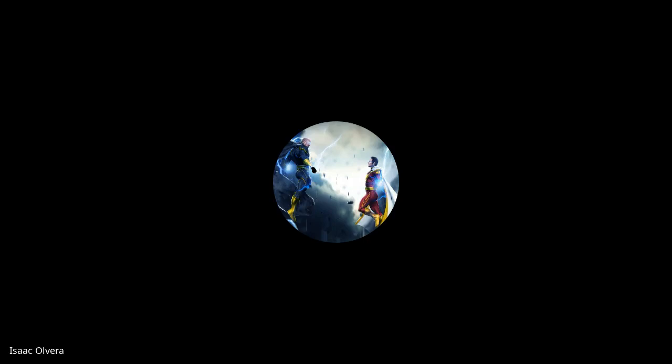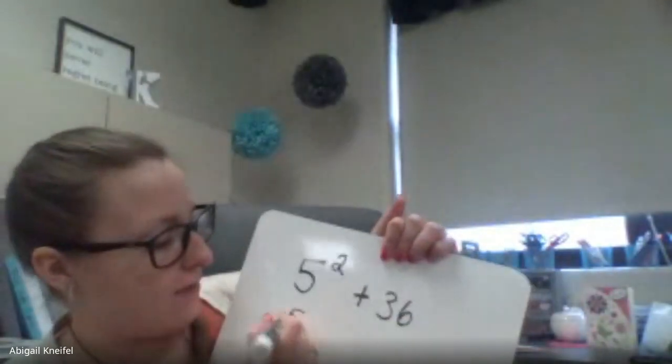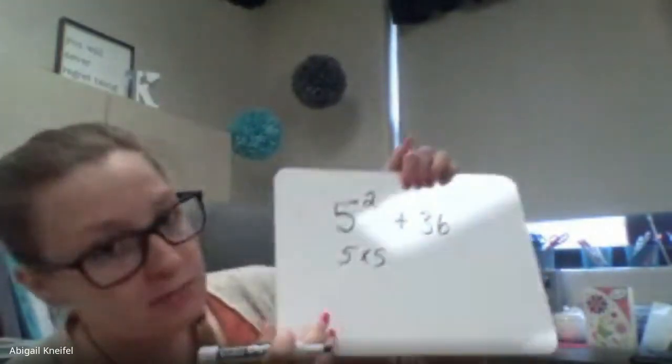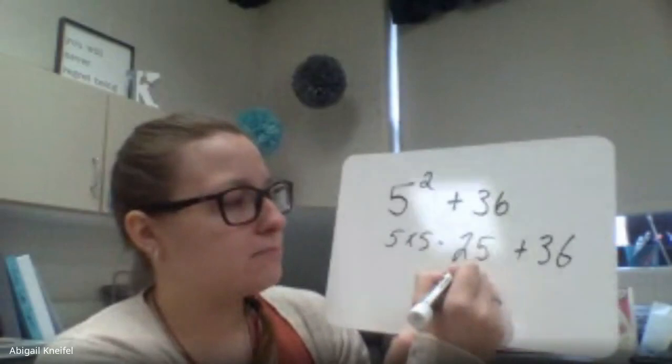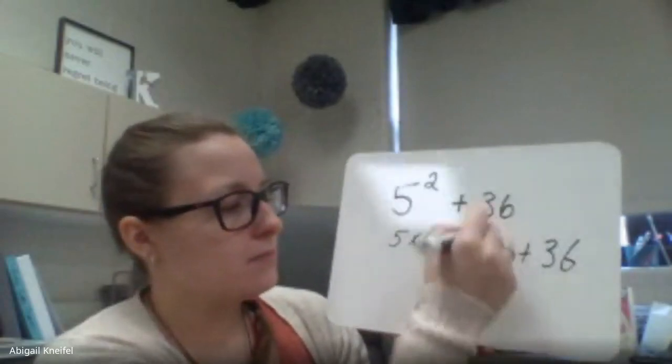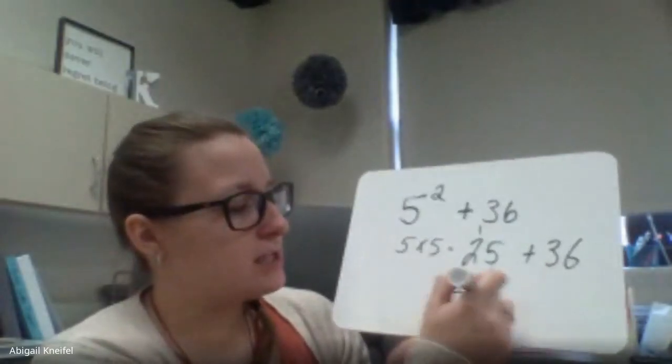Okay, so exponents would be first. So you have to do 5 times 5, not 5 times 2, 5 times 5. 5 times 5 equals 25 plus 36, which is 61.